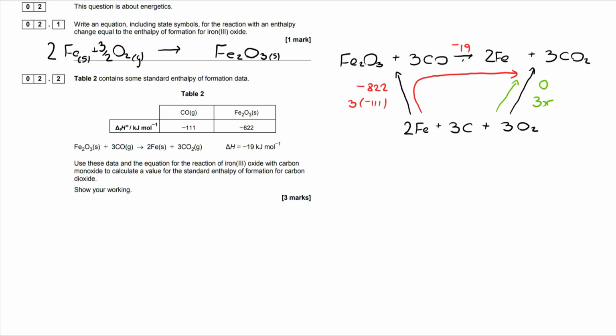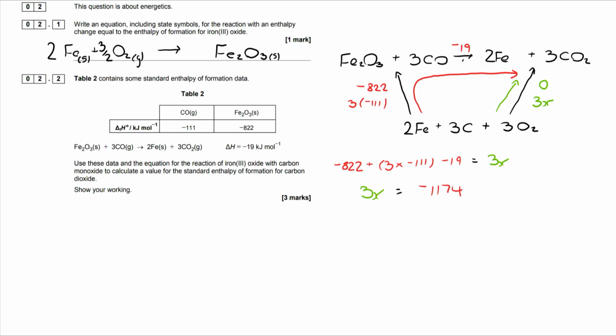I also know my enthalpy of formation of Fe, because the Fe is the element in its standard state at standard temperature and pressure. The enthalpy of formation of it is 0. As a different exam question, if you were asked why it's 0, it's really simple. It's by definition. Now we want to know the enthalpy of formation of carbon dioxide. So because we're making 3 moles of it, we can say that the remaining value to go in there is 3x.